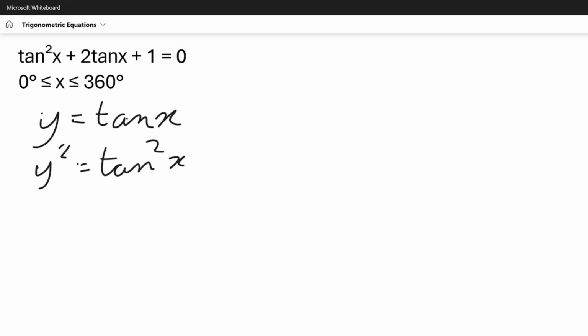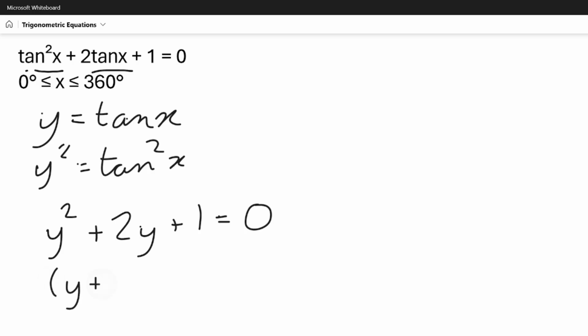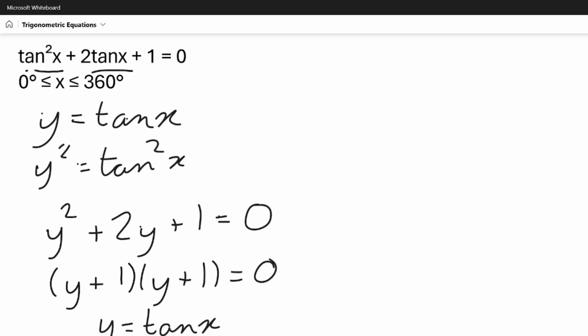I want to substitute y for tan x and y squared for tan squared x, so what I get is y squared add 2y add 1 equals 0. Note that I now have a quadratic equation and can factorize it to y add 1, y add 1 equals 0. But what is y? Y equals tan x.